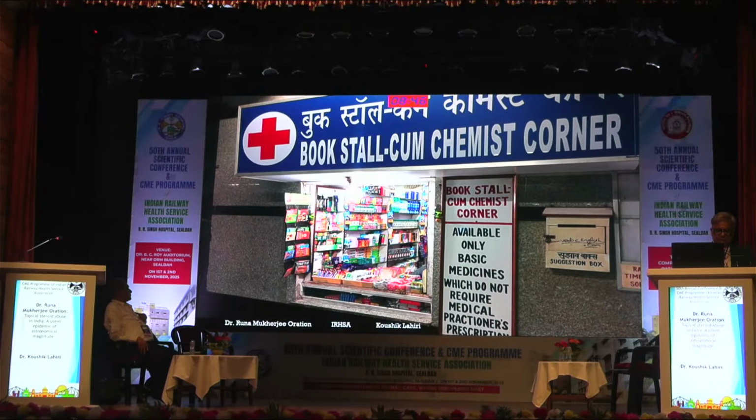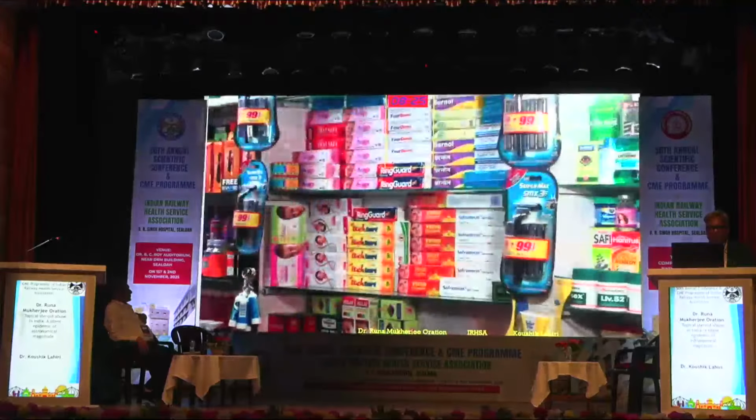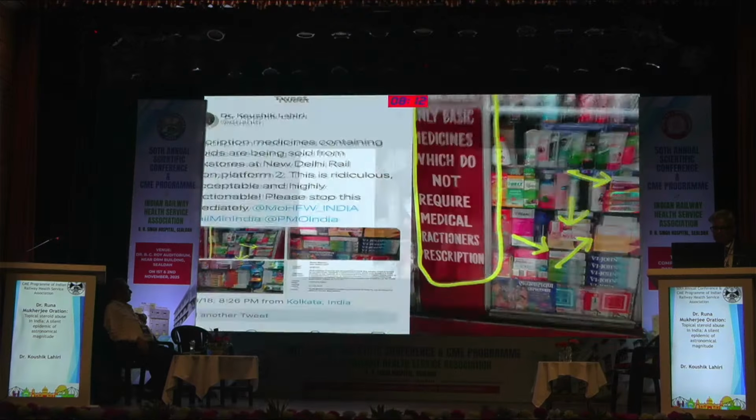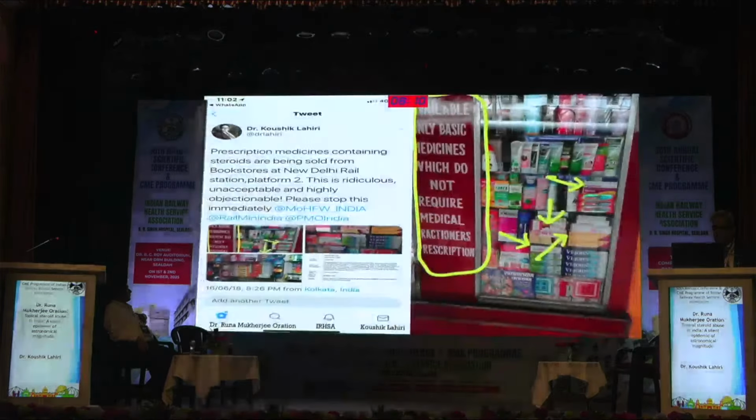I'm sorry, this is platform number 1, New Delhi railway station. Some very big shots from the railway are here. And the book stalls come chemist corner, available only the basic medicine which do not require medical prescription. Now, we engaged the Minister of Health, Rail Ministry, and the available basic medicine which do not require medical prescription at all. But all of these are available here.